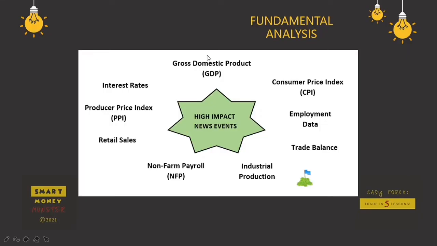So yeah, just some of the very key news events, high impact news events that can actually move prices of currencies, right? So you have gross domestic product, consumer price index, employment data, trade balance, industrial production, non-farm payroll, retail sales, producer price index, interest rates. All these things can actually move prices. So if you are up to date with this information, you would get ahead in the forex market.